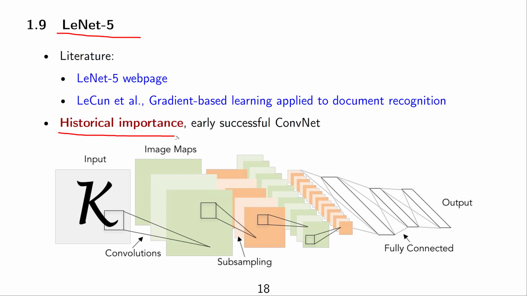This paper is of tremendous historical importance, and it's a really very early and successful ConvNet that was able to perform the task of handwritten digit recognition more successfully than any other method.